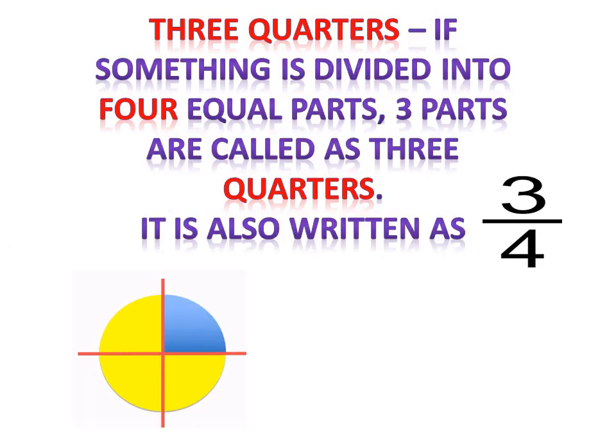Now, let's learn about another fraction, which is 3/4. If something is divided into four equal parts and if we take three parts, those three parts are called 3/4 and it is written as 3/4. That is, we have taken three parts from four equal parts.